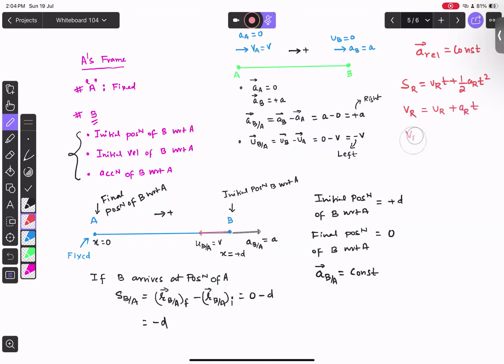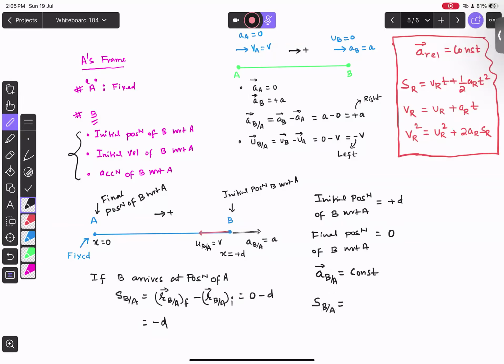V relative square will be equal to U relative square plus twice of A relative into S relative. So here I'm observing it from the frame of whom? A. So everything will be with respect to A. So if B arrives at the place of A, I know how much displacement of B will be with respect to A. Since acceleration is constant, I will use these formulas.